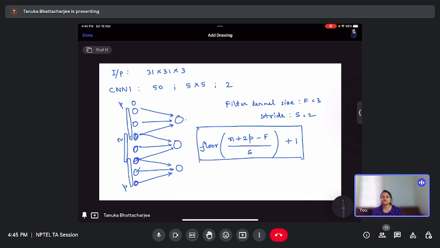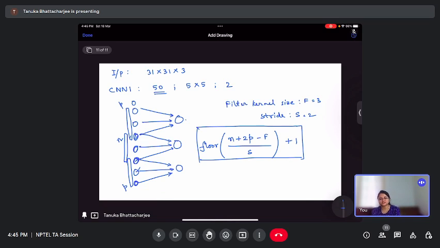Like that, we can have a number of filters or a number of kernels. Here it says 50. So, each of those 50 filters will pass in the same way and lead to 50 sets of neurons in the second layer.